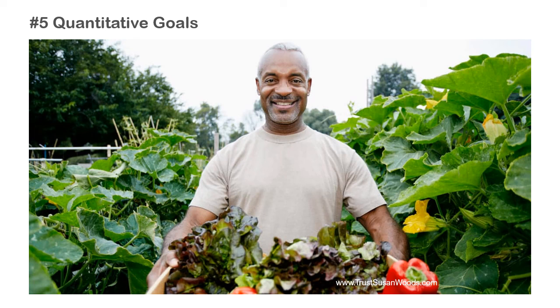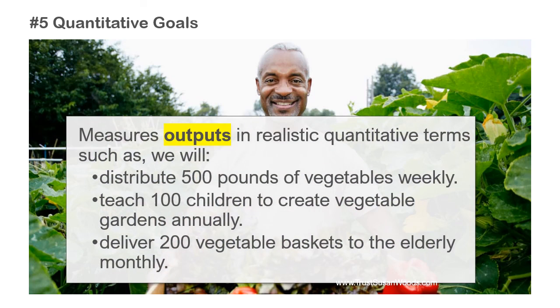Number 5 of 10, quantitative goals. Quantitative goals measure outputs in realistic quantitative terms, such as we will distribute 500 pounds of vegetables weekly. We will teach 100 children to create vegetable gardens annually. We will deliver 200 vegetable baskets to the elderly monthly. So the quantitative goals measure outputs, what is coming out of your initiative.